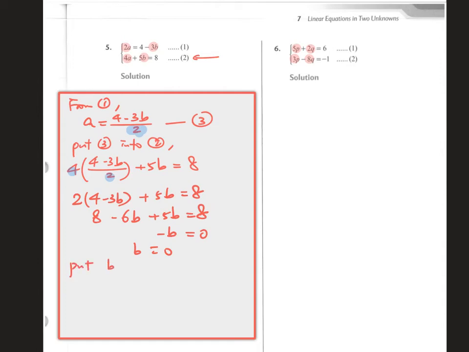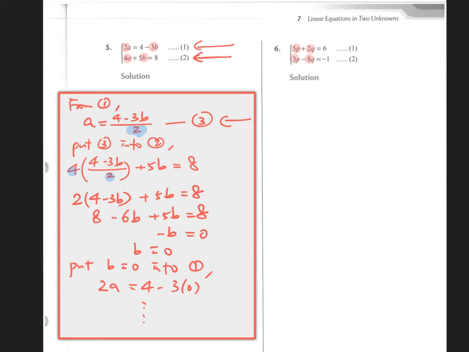And then finally, you put b is 0 into any of the equations you like. It can be 3, can be 2, can be 1. For example, if you choose number 1, then it goes to 2a equal to 4 minus 3 times 0. And you can find the answer for a quite easily.